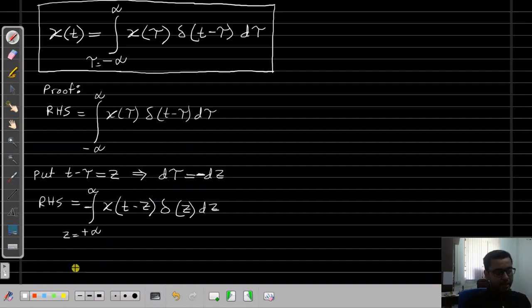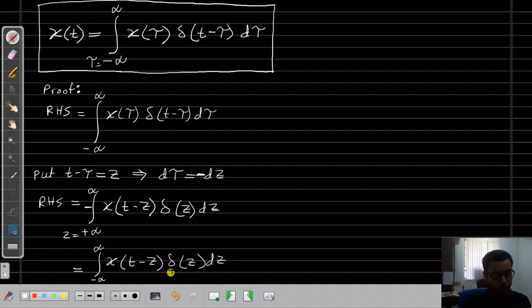Okay, and this is the same as, now what you can do, you can use this minus sign and change the limit of integration, make it minus infinity to plus infinity, x of t minus z delta z dz.